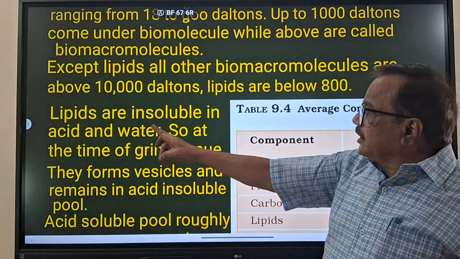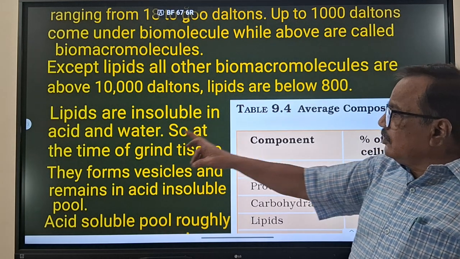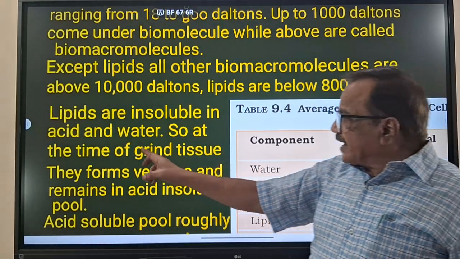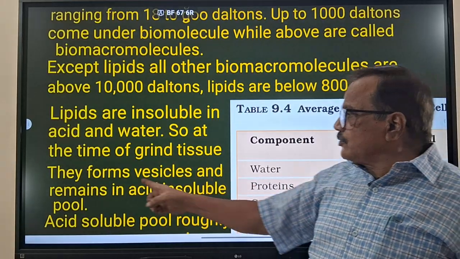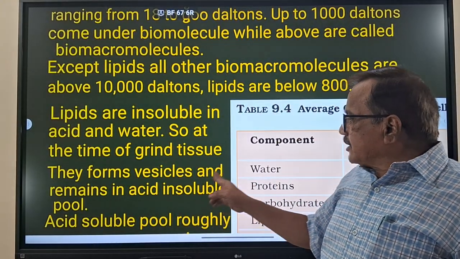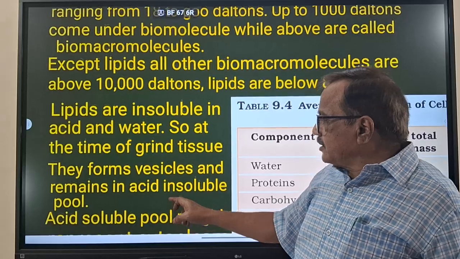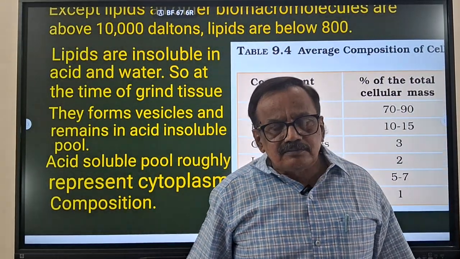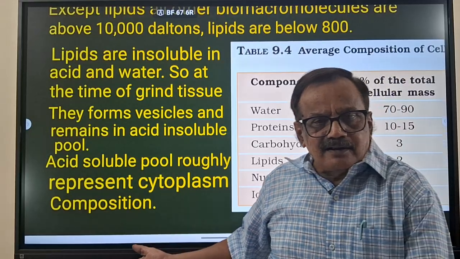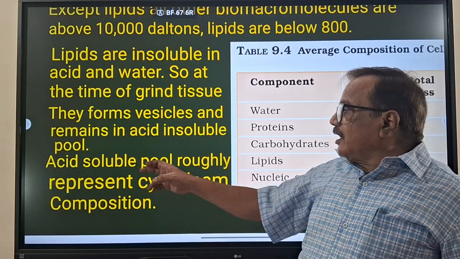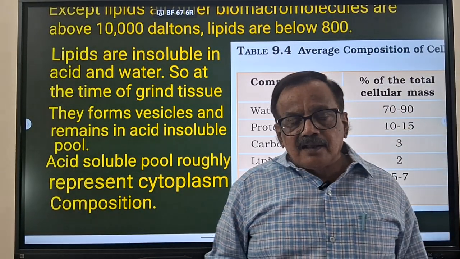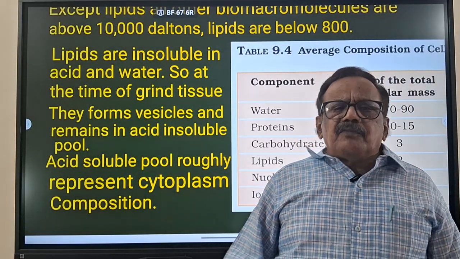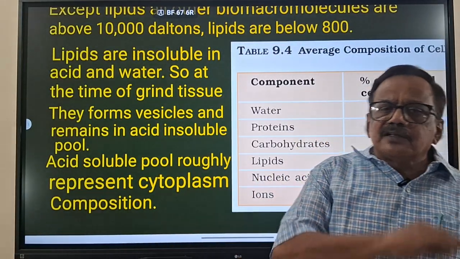And see, lipids are insoluble in acid and water, so at the time of grinding tissues, they form vesicles and remain in the acid insoluble pool. These entire notes I have written. And the acid soluble pool, whatever is there, its composition is like the cytoplasm composition.